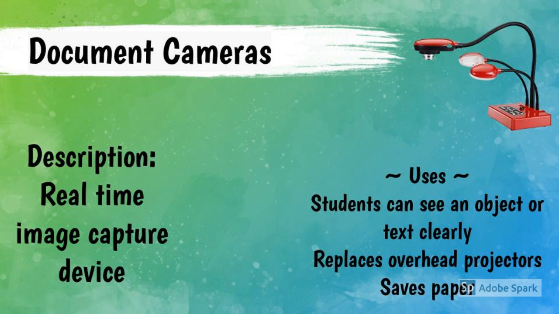Document cameras. Document cameras are real-time image capture devices, and the way we use them is students can see an object or text more clearly on a big screen. This replaces overhead projectors, especially for math teachers. They're the ones that use them the most, and it also can save paper by writing and projecting the text on the board.